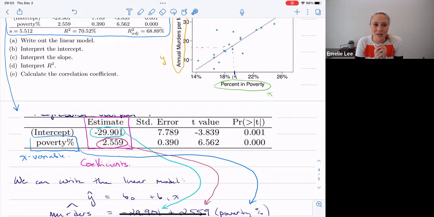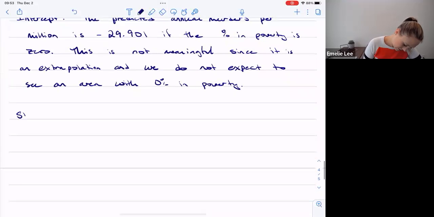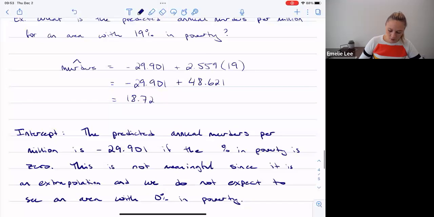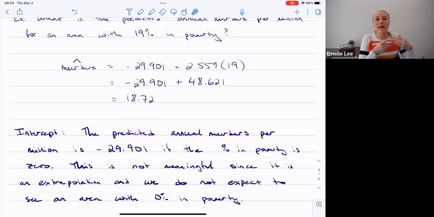Okay, how about the slope? If we have to interpret the slope, how do we do that? So for the slope then, the slope is 2.559. Okay, so for each unit increase in X, which in this case is the percent in poverty, then we expect to see a 2.559 increase, because it's positive, in the predicted annual murders per million. Notice how I'm just taking the general definition and plugging in the values and the variables that I have.